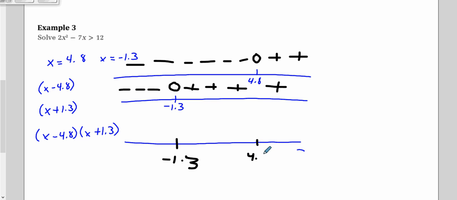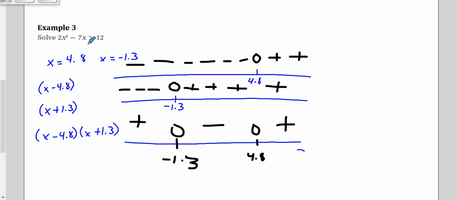And when we look at both of them together, here we're going to have a value of 0 and a value of 0. And if we look at everything to the left of -1.3, we have a negative and a negative. So if we multiply those two together, it's going to become positive. Between these values here, we have a negative and a positive, so that's going to become negative. And then on the right side, we have positive values.